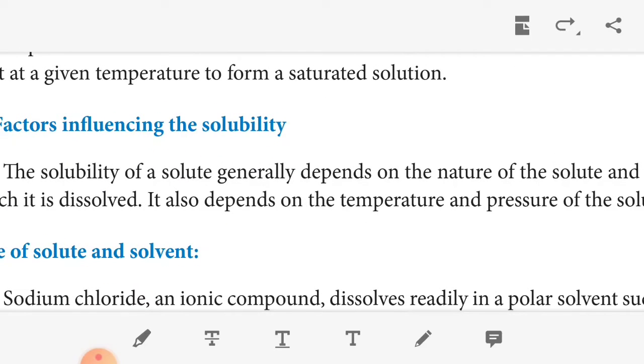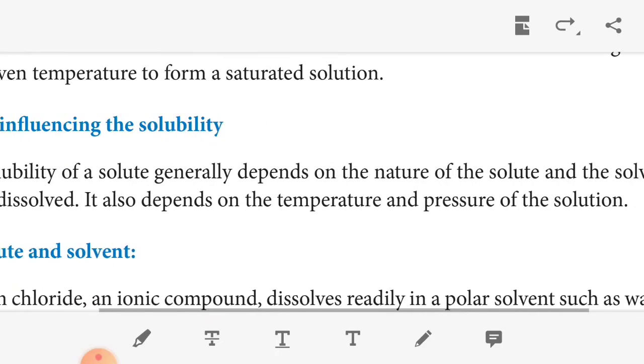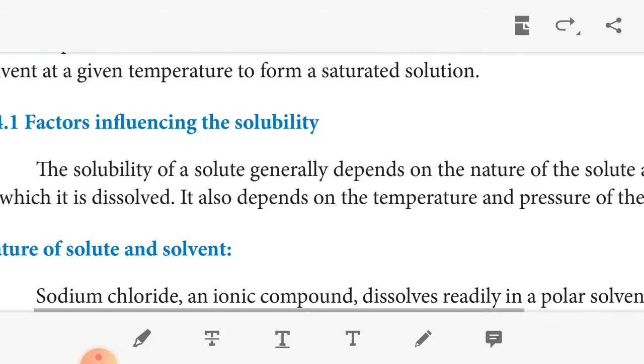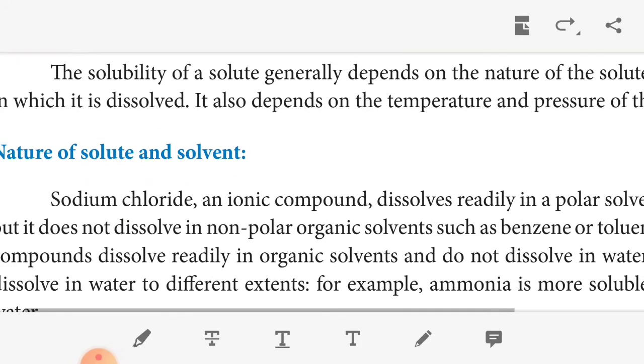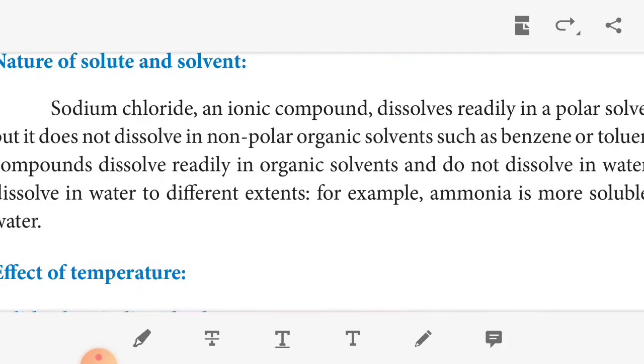So, the various factors influencing solubility. It depends purely on the nature of the solute and the solvent. It also depends on the temperature and pressure of the solution. The first one is the nature of the solute and solvent.